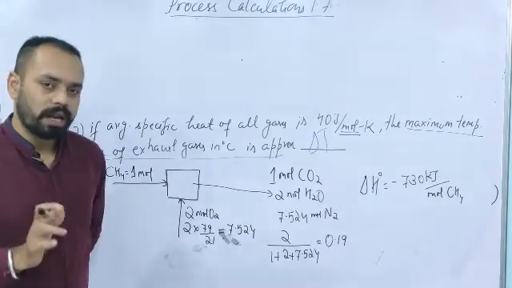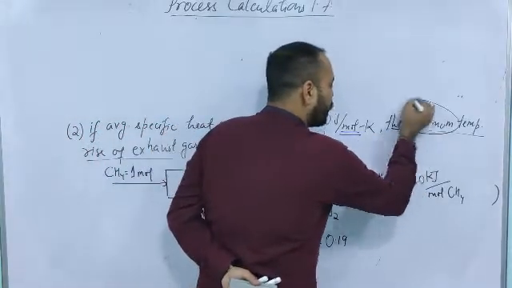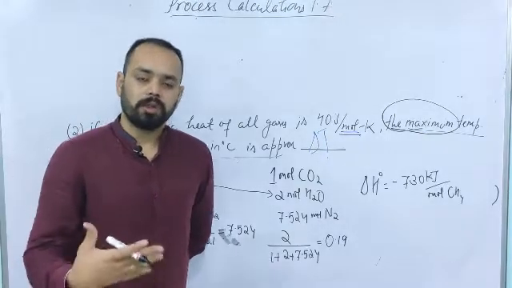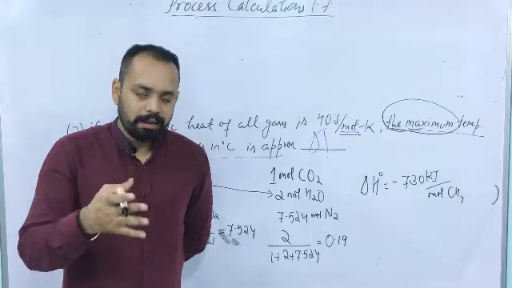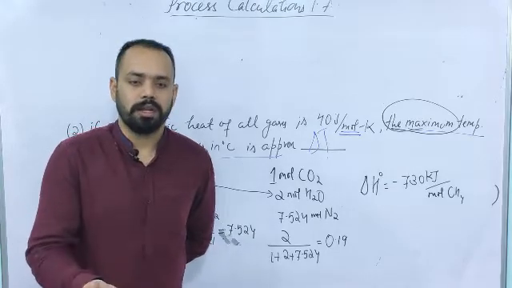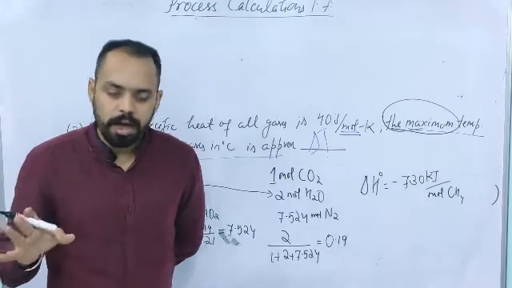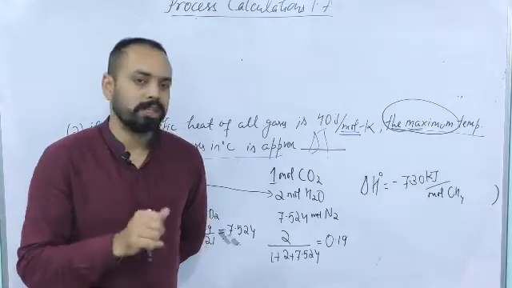Q external is not directly given, but there is a hidden word. What is that hidden word? Maximum temperature rise. During a chemical reaction, if it is exothermic in nature, it is going to release heat, right? Now that heat which is released during the reaction can leave the reactor. If it is leaving the reactor, then it's fine. But if it is not leaving the reactor, it is going to increase the temperature of the reaction mixture.